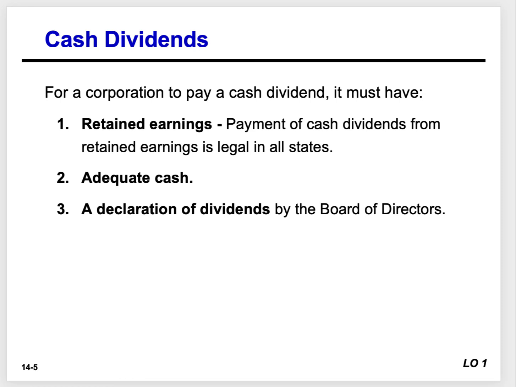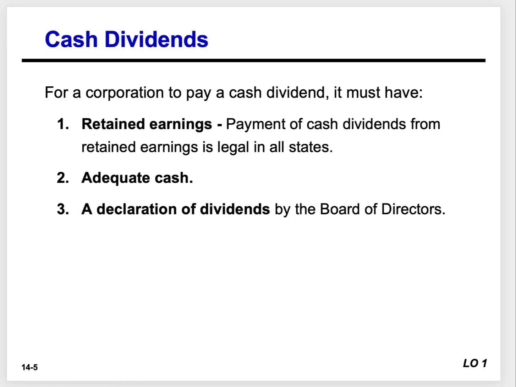Corporations that decide to pay cash dividends specifically have to have retained earnings, right? In order to first declare a dividend, the company has to have retained earnings. The payment of cash dividends from retained earnings is legal in all states. Meaning if a corporation has no retained earnings, guess what? It cannot pay dividends.